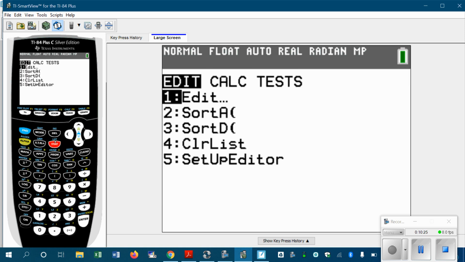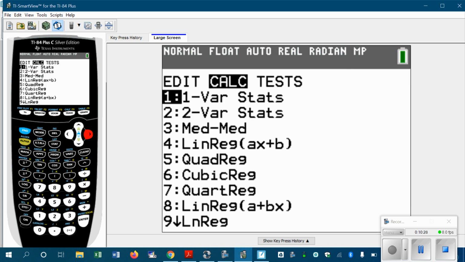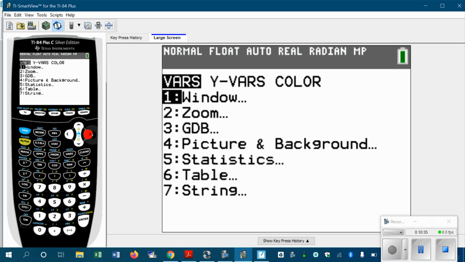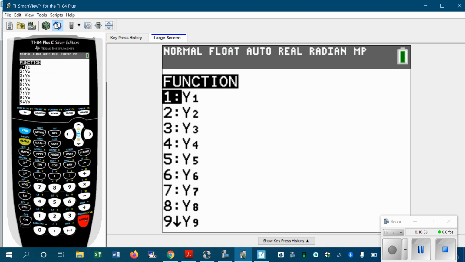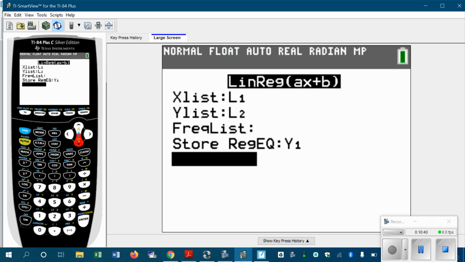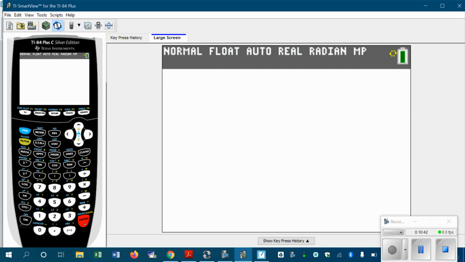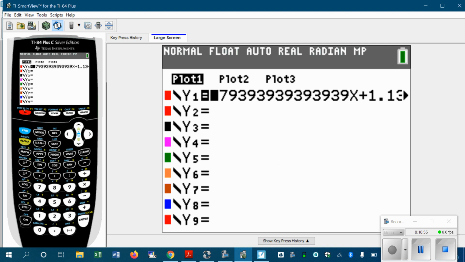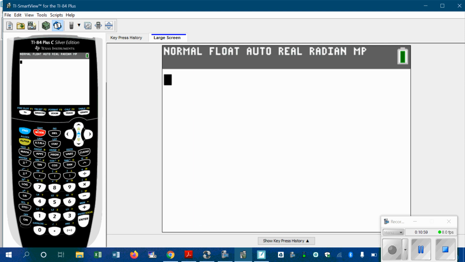You go to Stat, Calc, item number 4 to do a line of best fit. I'm going to store my line of best fit as Y1. Okay, that all was in the last lesson. So there's the equation of my line of best fit. If you're using your own data, you will have different numbers here. That is okay. And so here in my Y1 was the equation for the line of best fit automatically entered. Okay, that's where we were.